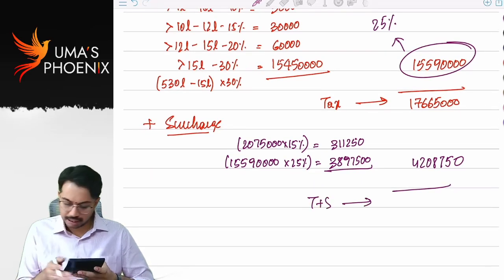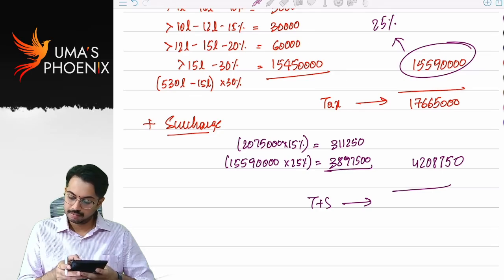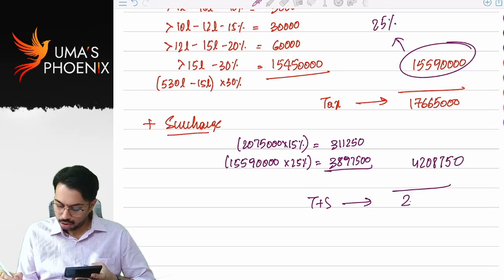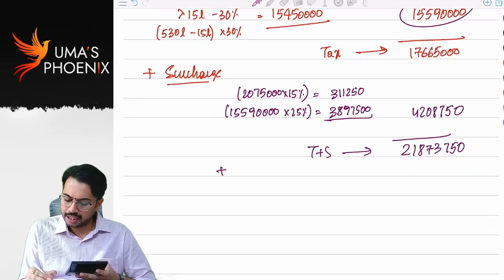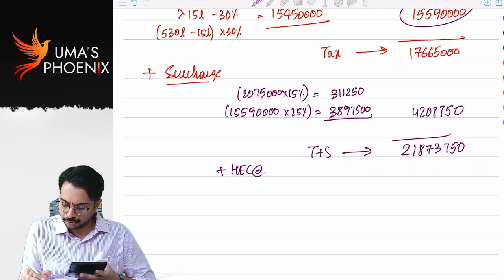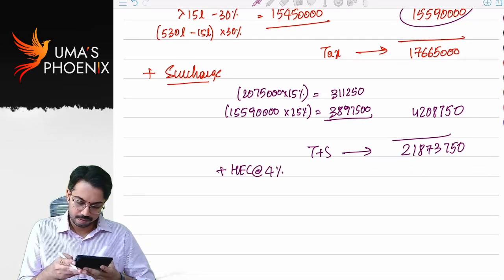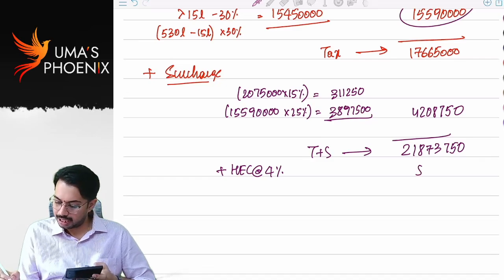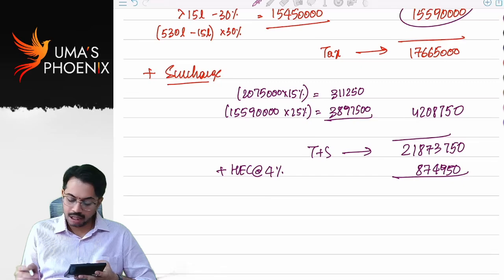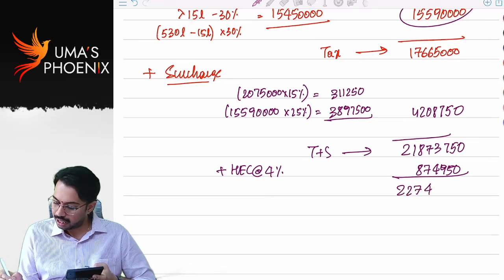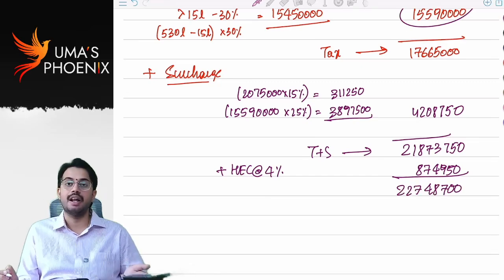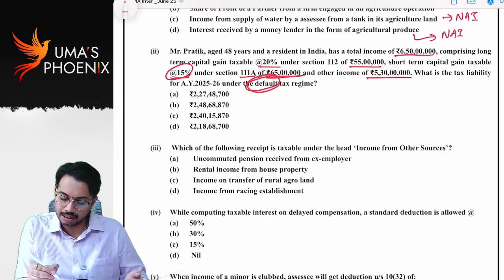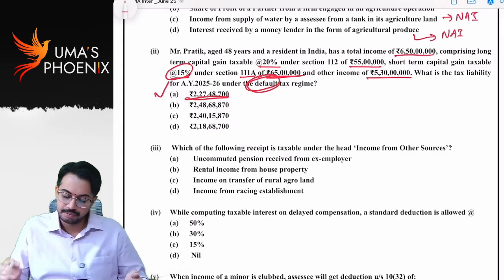So how much is tax plus surcharge? Tax plus surcharge is 2 crore 18 lakh 73,750. To this we need to add HEC at the rate of 4%. How much? 8 lakh 74,950. So total it will be 2 crore 27 lakh 48,700. You can see, this is the answer.